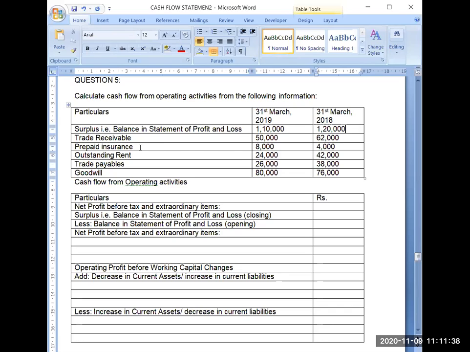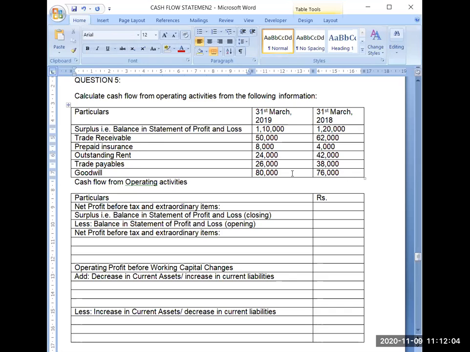Then trade receivable, prepaid insurance, outstanding rent, trade payables, these all are your current assets and current liabilities. Goodwill has been given, however, it is a fixed asset, but we have to check whether it is purchased or whether it is written off. Here, the previous year balance was 76,000, and the current year balance is 80,000. That means it is increasing by 4,000.